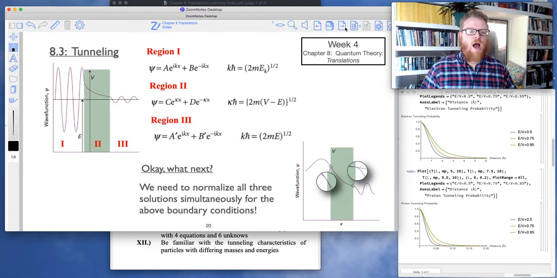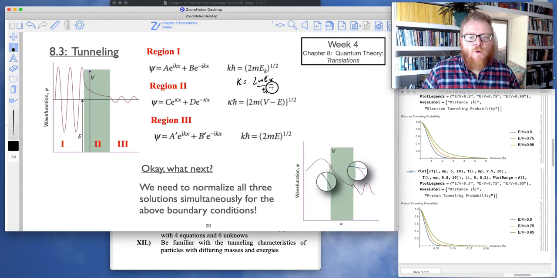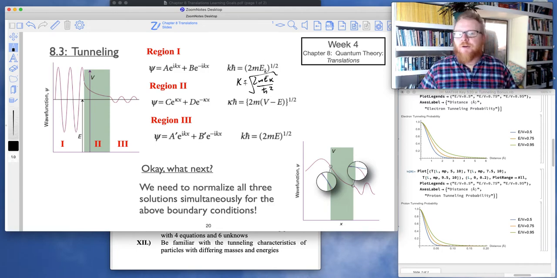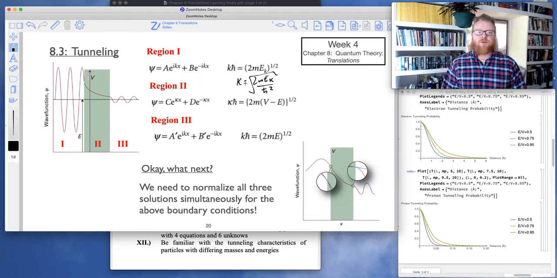So let's summarize what we know. I copied these right out of the book because I didn't want to LaTeX it all. In region 1, psi is A e^(ikx) plus B e^(-ikx). Here, they're saying k is root 2m E_K over h bar, where E_K is the initial kinetic energy this particle has. I can also write that as the square root of 2m E_K over h bar squared. So that's the same form that we came up with.